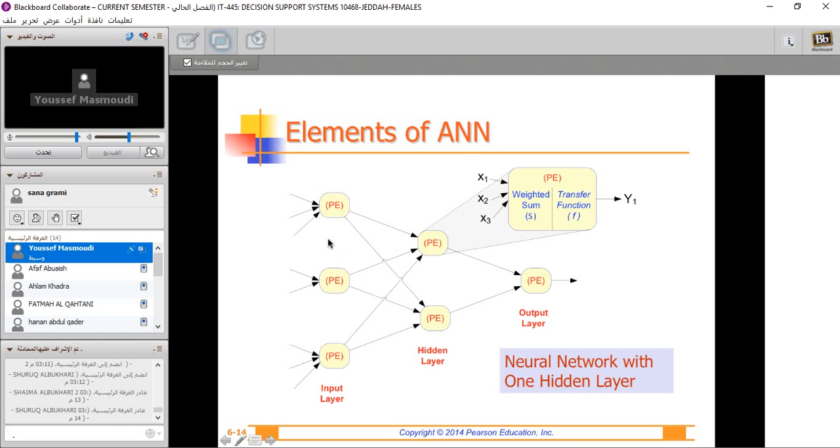Okay, a black box, a locked black box. You cannot see what is happening inside this box. So you have inputs and you have outputs.